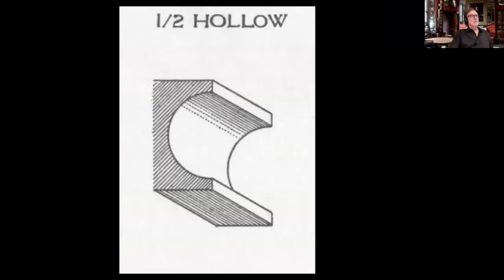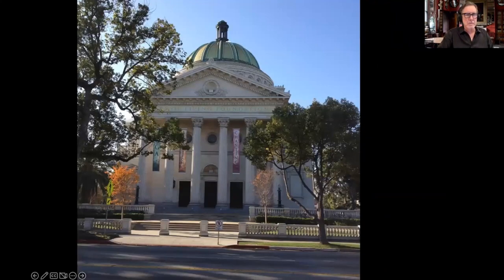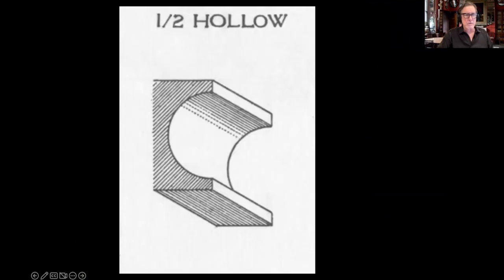Okay, our next molding is the half hollow. The half hollow. So I will bring up the whiteboard and we'll, oh, sorry, push the wrong button there. Bear with me. There we go. Okay. So we will draw the half hollow together.